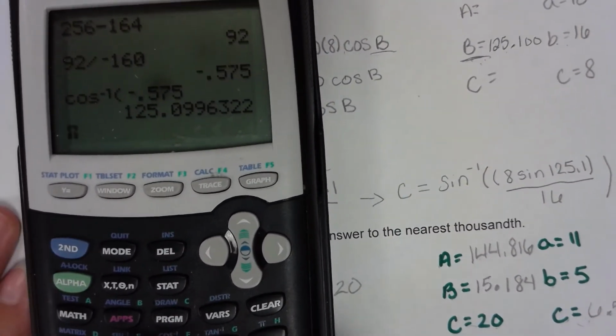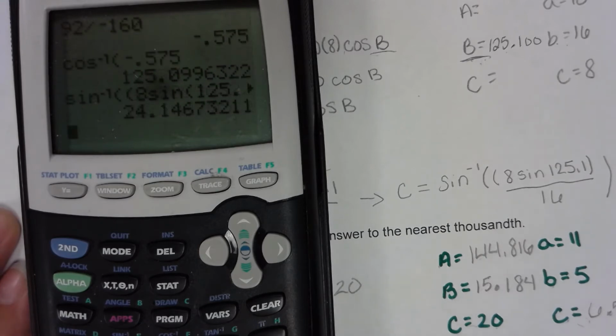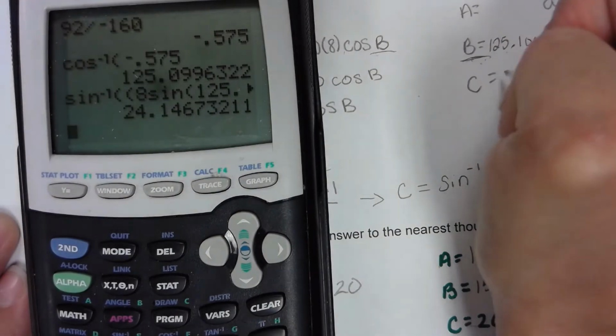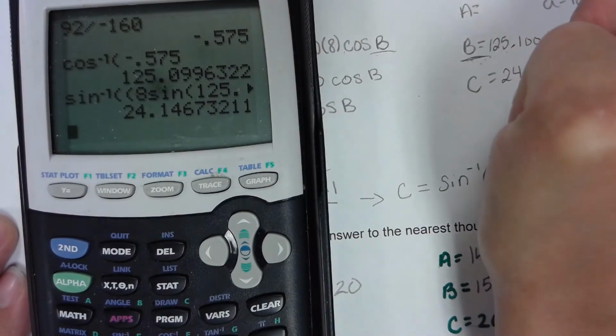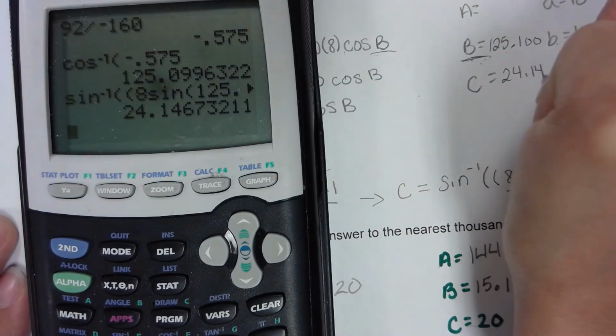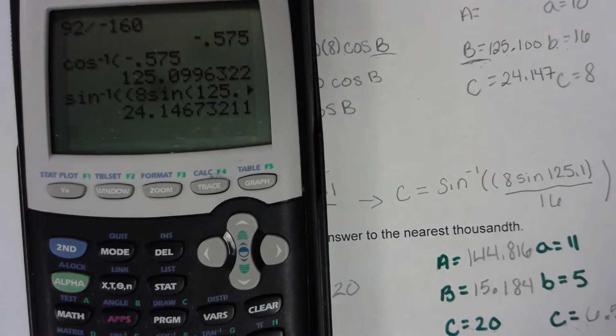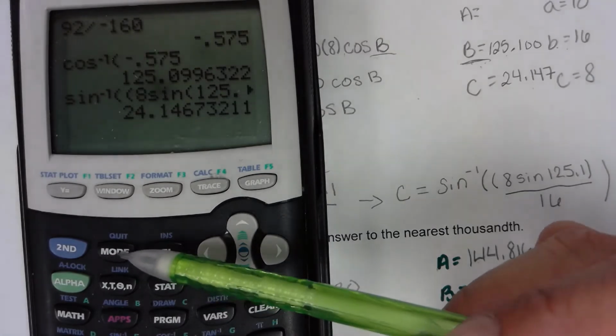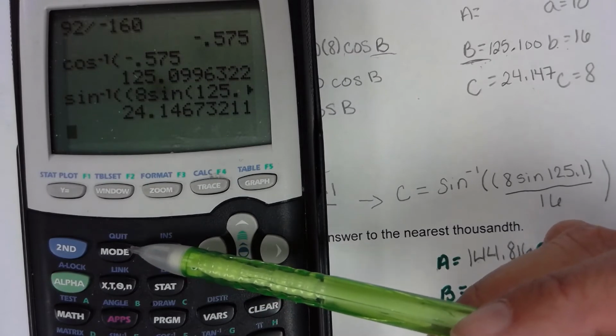So inverse sine, extra parentheses, 8 times sine 125.1, close those parentheses, divided by 16. And we get that angle C is 24.147. If by chance you did not get this value, check your parentheses or check that your calculator is in degree mode.